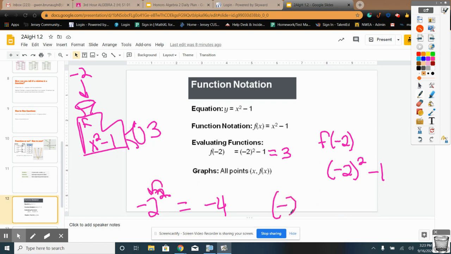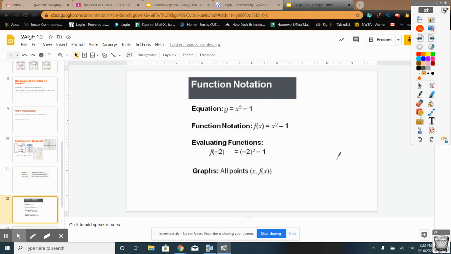You have to put -2 squared in parentheses. This does not mean f times -2. If there's an f or a g or anything like that, it's function notation. It says f of -2, and it means plug -2 into function f.